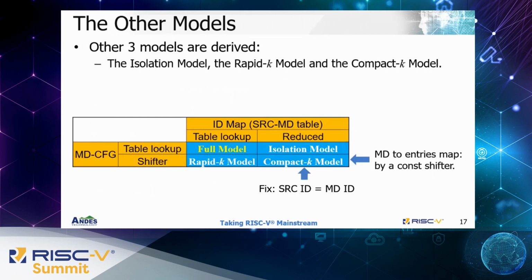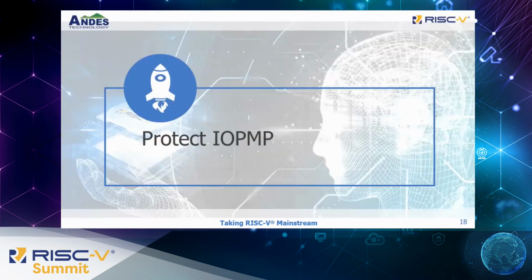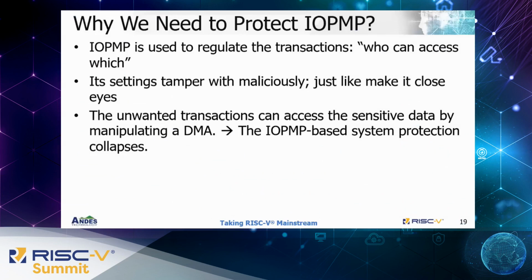We may reduce the SRCMD table by letting the memory domain ID equal to the source ID, or we may replace the MDCFG table by a constant shifter. By this combination, we have the four models. Besides, we have a standard flow to help software to identify which model is in use. Now we have reviewed the major components of IOPMP. Let's look into how to protect them.